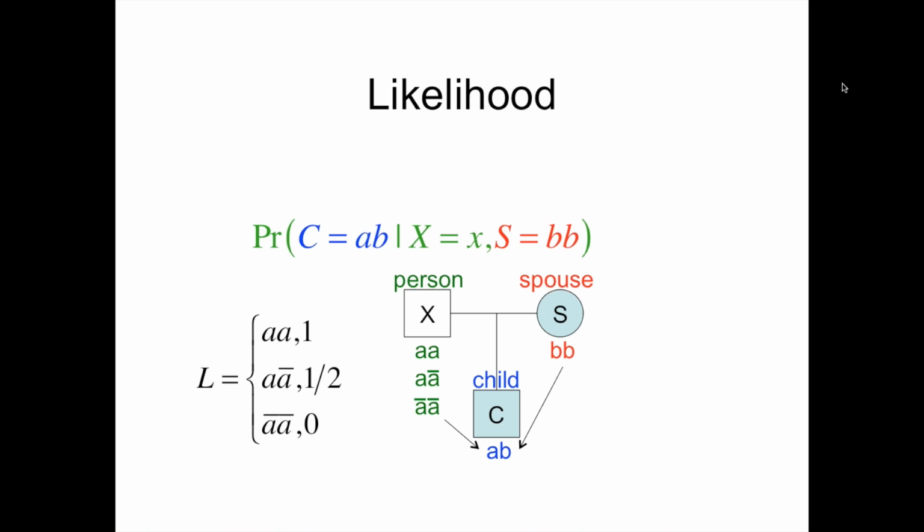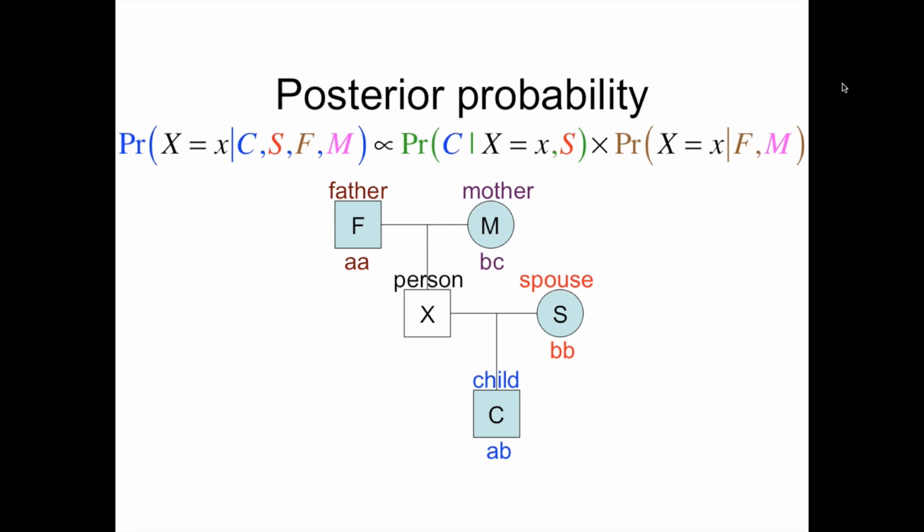So this is the basic concept of likelihood, where we're asking how a person's genotype influences the genotypes of their offspring. This is a very standard concept in genetics that's been around for about 100 years. Now that we have a likelihood and a prior, we can combine them in order to produce a posterior probability, and this is what we're going to do.